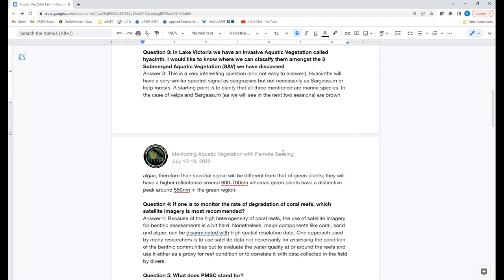and therefore their spectral signal will be different from that of green plants, whether they are seagrasses or hyacinths as mentioned in this question, or any other green plant. They will have a higher reflectance around the 600 to 700 nanometers because of the presence of other photosynthetic or photoprotective pigments like carotenes and some xanthophylls as well, which are more dominant than chlorophyll themselves. Whereas in the case of green plants, they have the distinctive peak around 550 nanometers or so, in the green region, which gives them the particular green color.